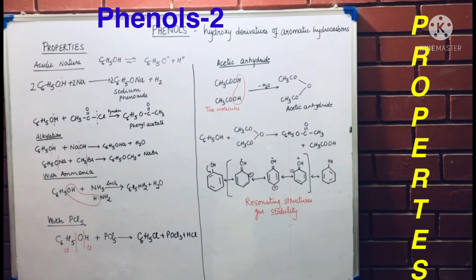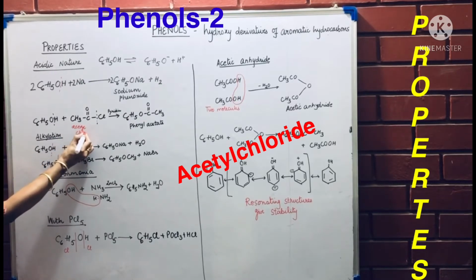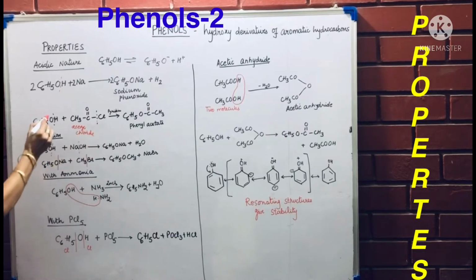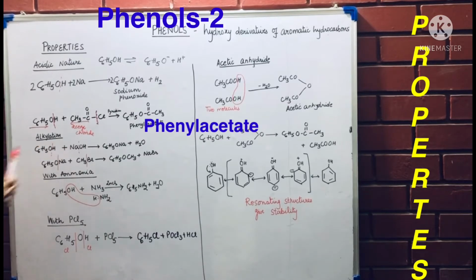If they react with sodium, as all acids react with metals to give out hydrogen, same as here. So like in alcohols we had written, in a similar way we are writing this reaction. If this is C6H5OH plus acetyl chloride, this compound is acetyl chloride. So I've removed hydrogen from here, Cl from here, write this way and then this way. So C6H5OCOCH3.